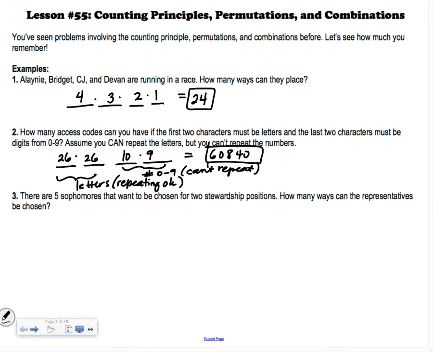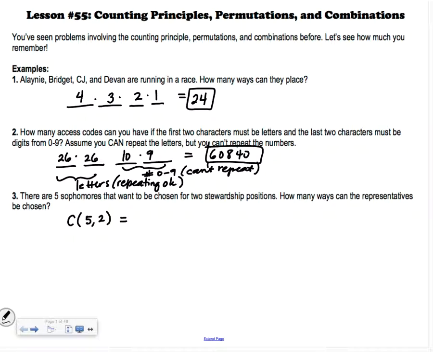A combination is just picking a group of students, but it doesn't matter what order they're in. So with stewardship, does it matter who was selected first? It doesn't. They have the same position. So what we're going to do is C5, choose 2. And you can do it on your calculator.